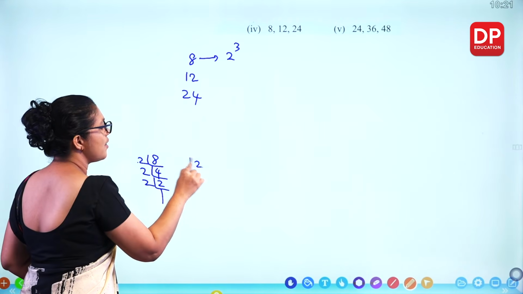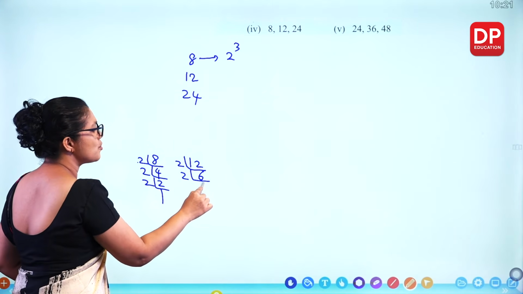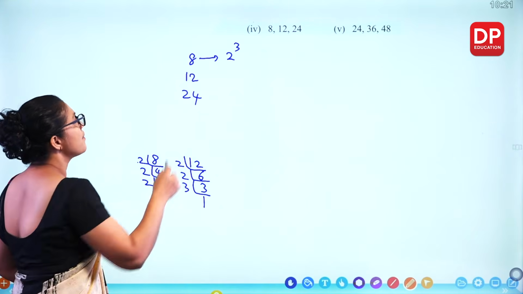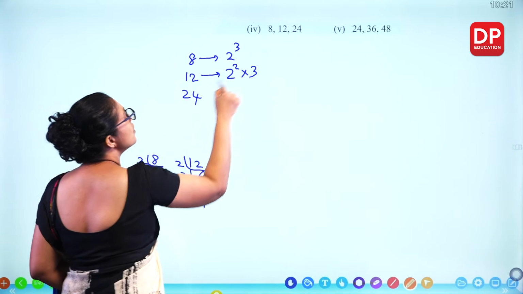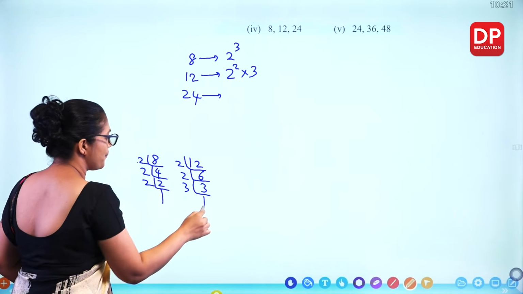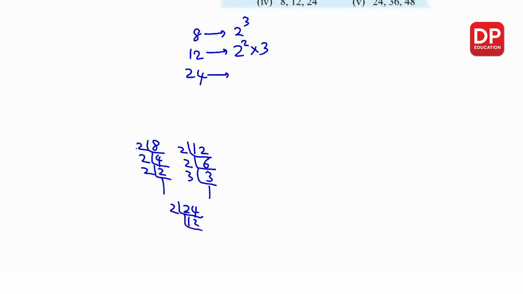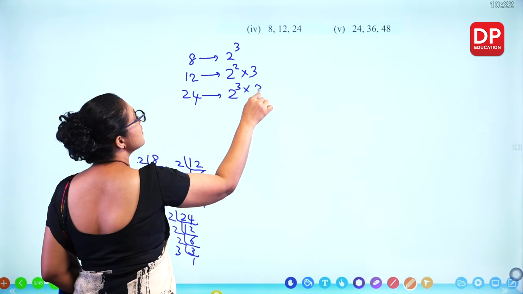12, how can you write it? Divide by 2 you get 6. Divide by 2 again you get 3. Divide by 3 you get 1. So here, 2 to the power 2 into 3. What about 24? 24 you can divide by 2, divide by 2 again, by 2, and divide by 3. So you get 2 to the power 3 times 3.